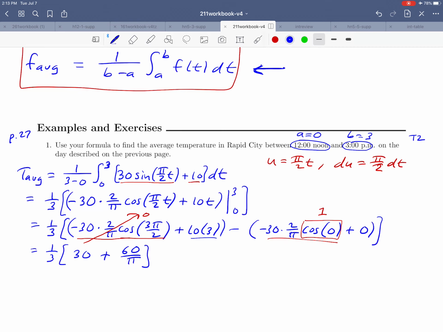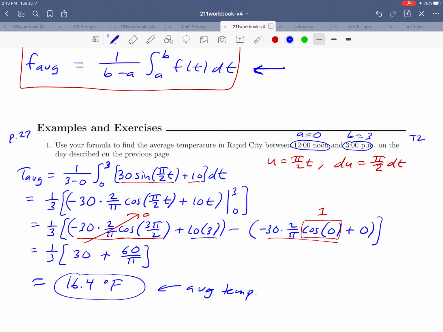Okay, now this would be our final answer, 1/3 times 30 plus 60 over pi, but that would be kind of weird. Somebody asked you what is the average temperature, you probably would not give your answer that way. People would look at you kind of weird if you did that. So it's more natural to get a decimal approximation here. If you just go to your calculator and figure out what this is, that's about 16.4. Okay, there's our average temperature.